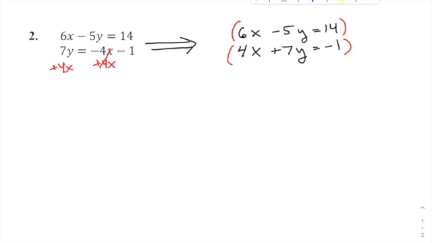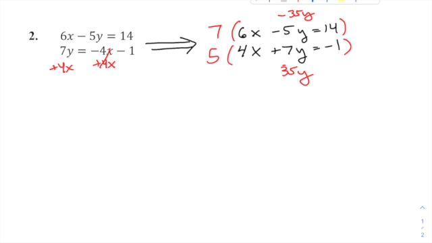Just for example here, suppose you wanted to make opposites with the y's, because you have negative 5 and you have positive 7 there. Well, one thing you could do is multiply this equation by 7, and multiply this one by 5, because, skipping ahead a couple steps, that would make negative 35y there after you multiplied by 7. And in the bottom, 5 times that 7y, after you distribute, you'll get positive 35y. You'll make opposites.